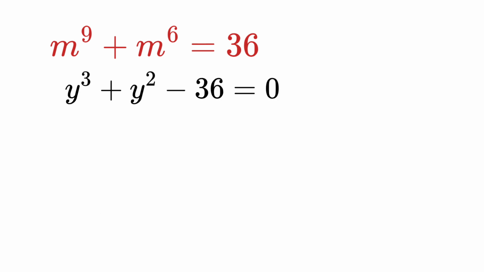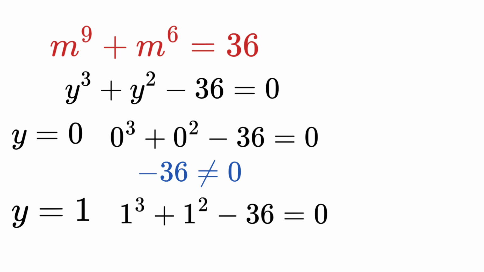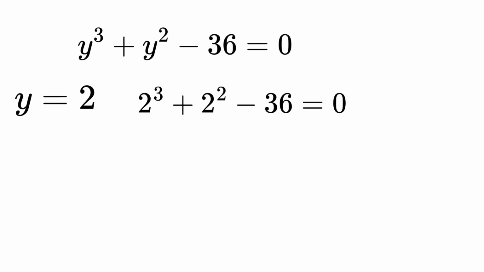This looks like a polynomial equation. Let me check this equation by putting various values. First, with y equal to 0, 0 cubed plus 0 square minus 36 is equal to minus 36, which is not equal to 0. Then y equal to 1: 1 cubed plus 1 square minus 36 is minus 34, not equal to 0. Then put y equal to 2: 2 cubed plus 2 square minus 36 is minus 24, not equal to 0.